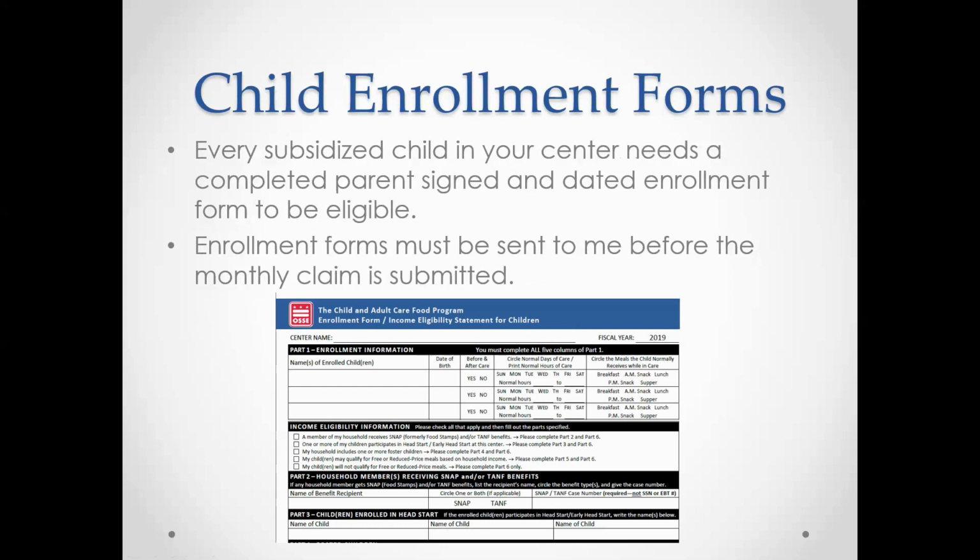So, child enrollment form. Every subsidized child in your center needs a completed, parent-signed and dated enrollment form to be eligible. So our 12 centers do not need to do these forms anymore. This only applies to Eagle. So everyone else, disregard this form. We now do these through Carmen and through Chadflex. So enrollment forms must be sent to me before the monthly claim is submitted. This is only for Eagle.